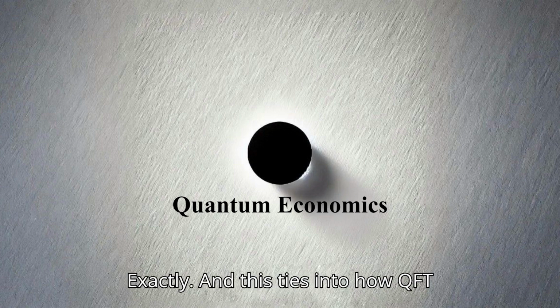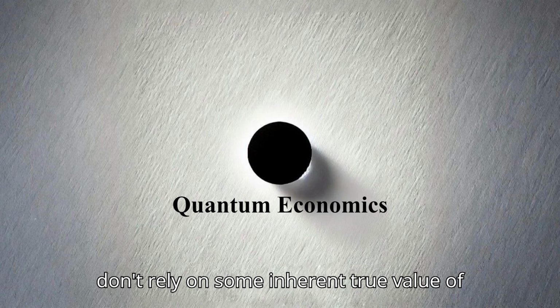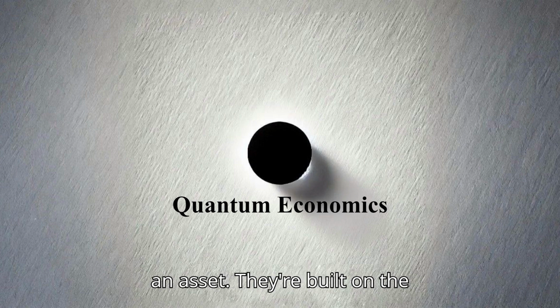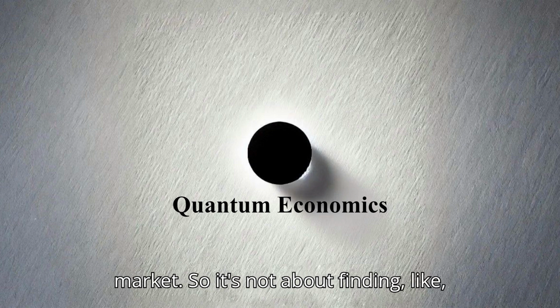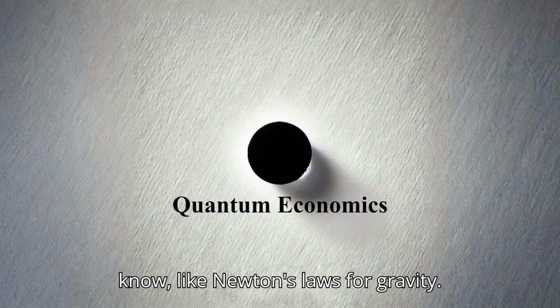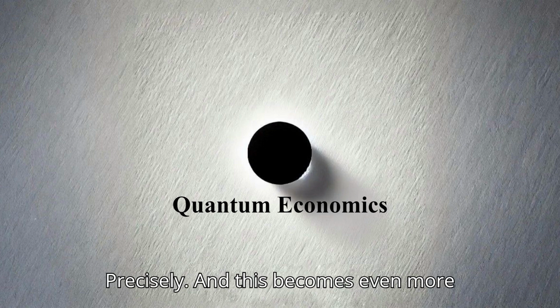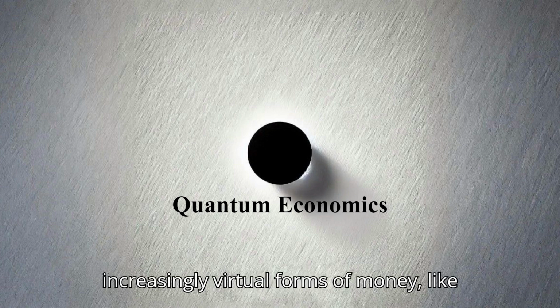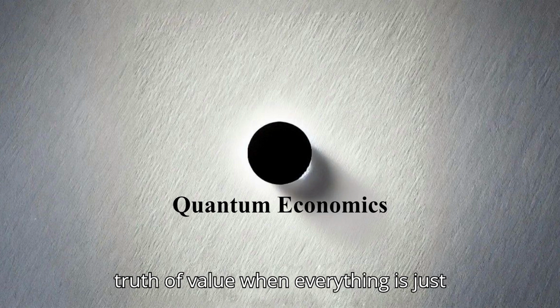Exactly. And this ties into how QFT models are structured. You see, they don't rely on some inherent true value of an asset. They're built on the interactions, the fluctuations, the collective behavior of everyone in the market. So it's not about finding some fundamental law of finance, like Newton's laws for gravity. It's about capturing the emergent complexity of the system itself. Precisely. And this becomes even more intriguing as we move towards increasingly virtual forms of money, like cryptocurrencies. Where's the ground truth of value when everything is just bits and bytes?